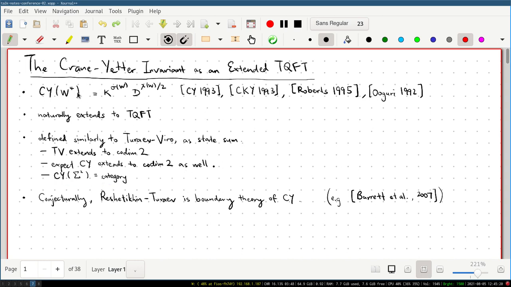It's known that for a closed four manifold, the Kreyniota invariant gives you the signature and the Euler characteristic, and it's also expected that the Reshetikhin-Turaev TQFT is a boundary theory of Kreyniota.